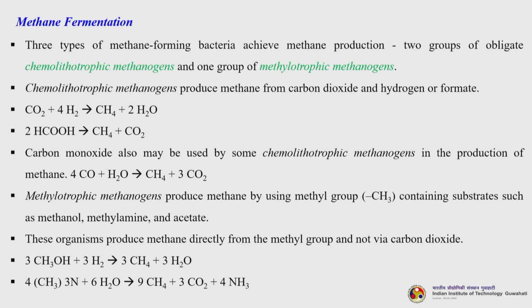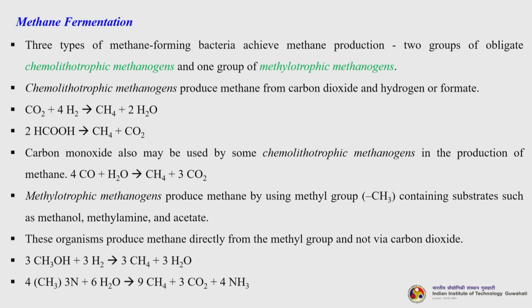3 types of methane forming bacteria achieve methane production: 2 groups of obligate chemolithotrophic methanogens and 1 group of methylotrophic methanogens. Chemolithotrophic methanogens produce methane from carbon dioxide and hydrogen or ferment by this reaction. Carbon dioxide plus 4 hydrogen gives us methane and 2 water. 2 acetic acid will convert to methane plus carbon dioxide. Now, carbon monoxide also may be used by some chemolithotrophic methanogens in the production of methane. By this reaction, 4 carbon monoxide plus water will give us methane plus 3 molecules of carbon dioxide.